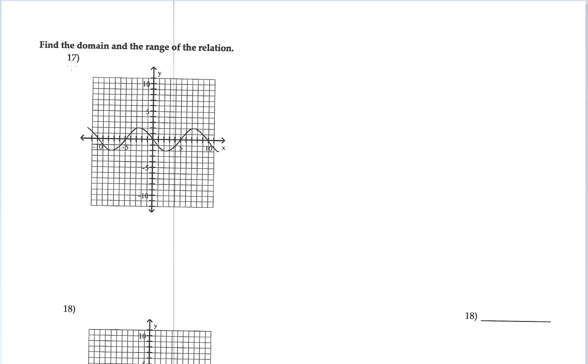Okay, for number 17 here, find the domain. That's all the x values. So this is again going in the same pattern all the way, following this way. That's what's happening with this. So your highest amount would be this top here, which is 2. And the lowest is here, which is negative 2.